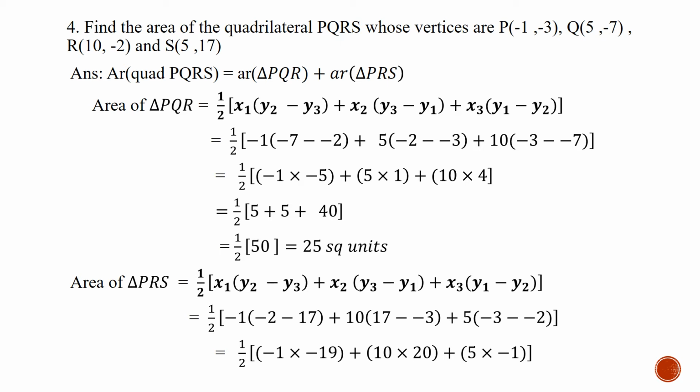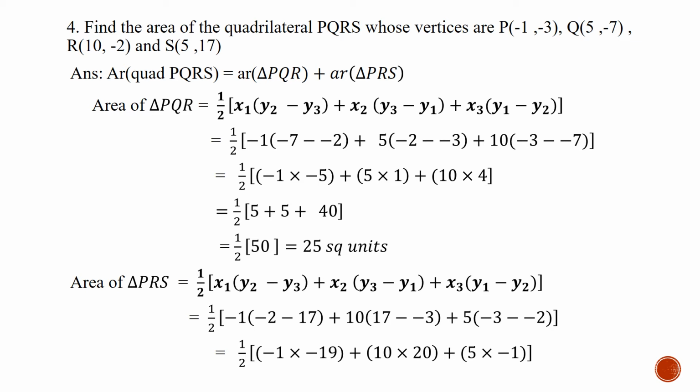Therefore, area of triangle PQR with the help of formula, it will be 1 by 2 into negative 1 into negative 7 minus negative 2 plus 5 into negative 2 minus negative 3 plus 10 into negative 3 minus negative 7, which is half into negative 1 into negative 5 plus 5 into 1 plus 10 into 4, which is equal to half into 5 plus 5 plus 40 equal to 25 square units.